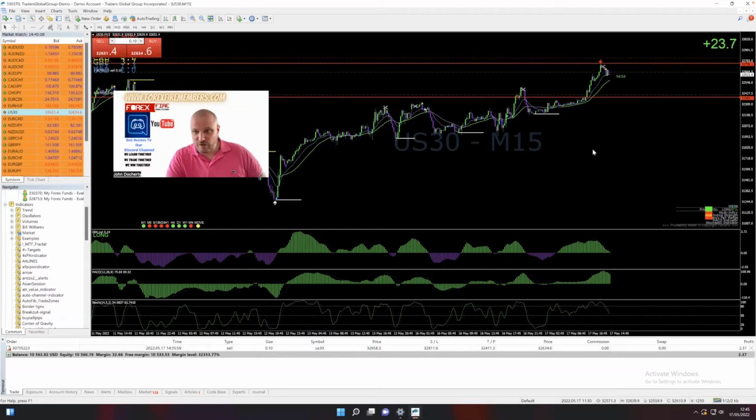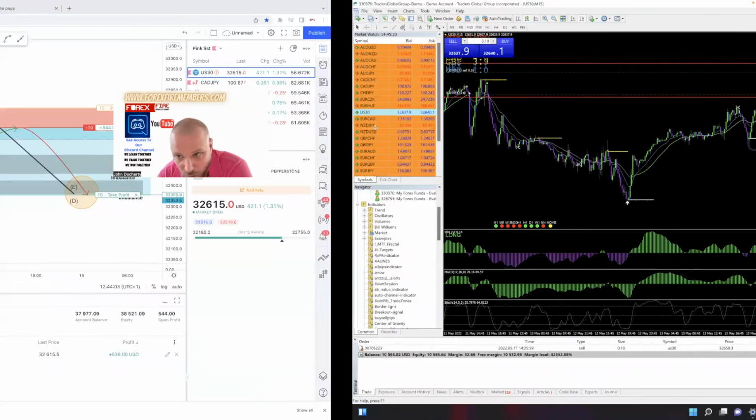I'm going to let this run. If it hits out on the stop loss, it means I've only lost $15. I can live with losing $15. It doesn't really bother me. I just anticipate this move a bit more. Don't want to risk too much because we're doing well.